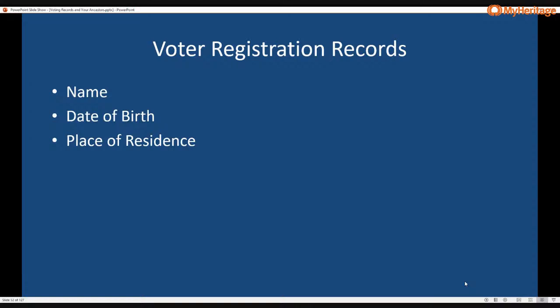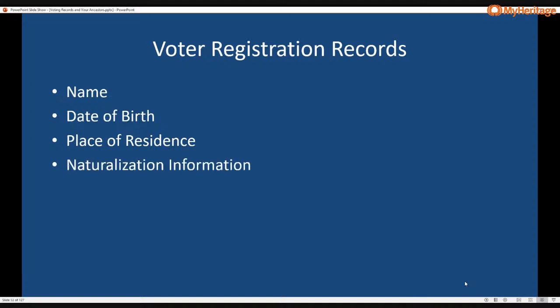Place of residence. I have ancestors that I'm still trying to figure out where they're located, or where they were during specific times. You may find those in the voter registration records. And so you may see the place of residence because you had to prove that you were living in a particular district to be able to vote there. So it's important that they show the place of residence.